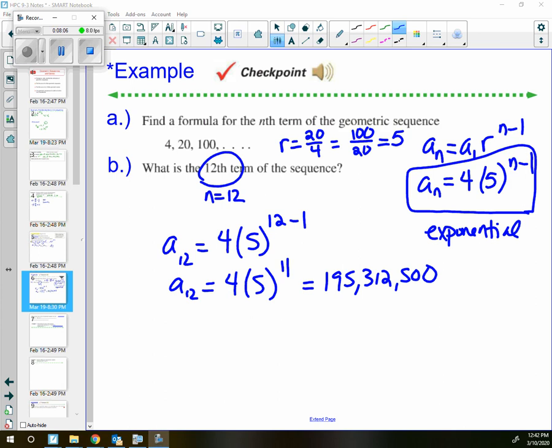So that's 195,312,500. So big value. These, when they grow exponentially, they're going to get pretty large pretty fast. So expect some numbers that are either really big or really small when we look at exponential growth and decay.